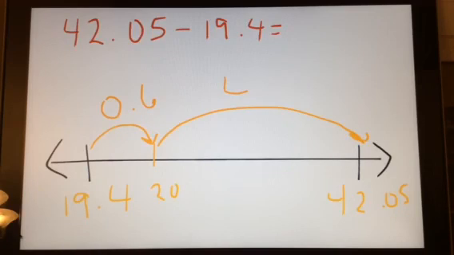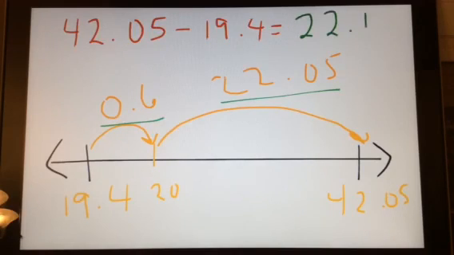so from 20 to 42 5/100 is going to be 22 5/100. My final step is to add those numbers together for a total of 22 65/100.